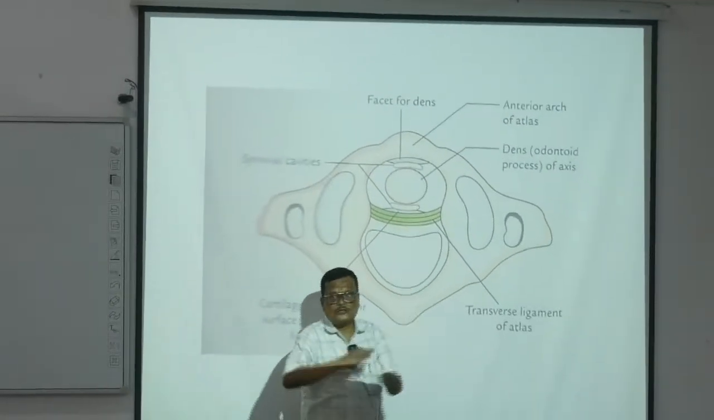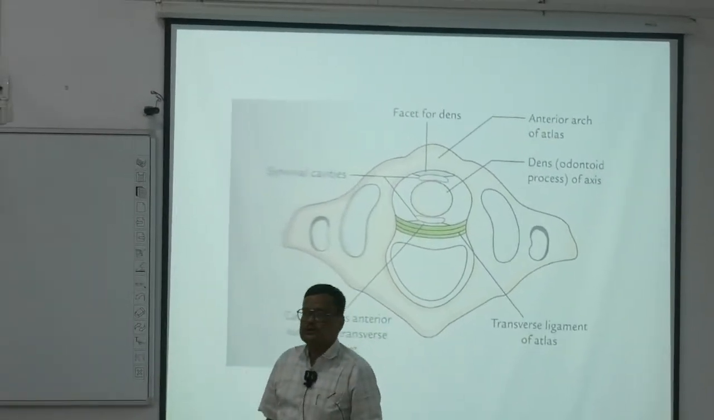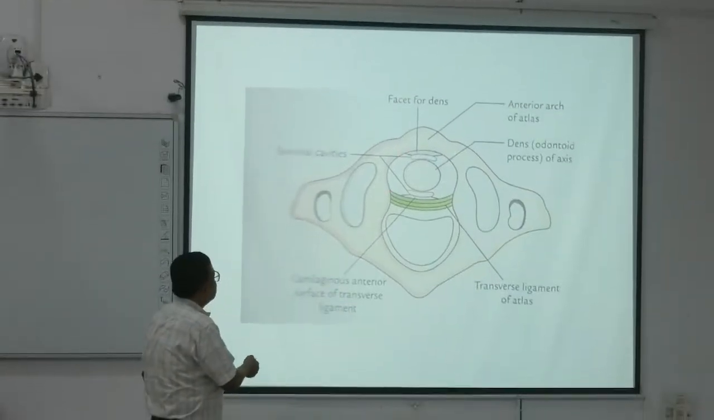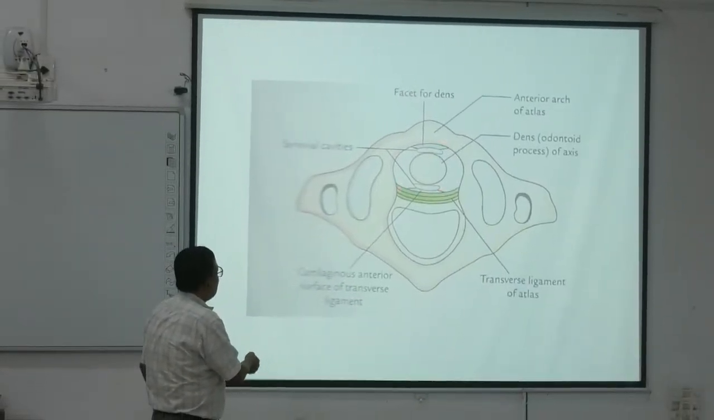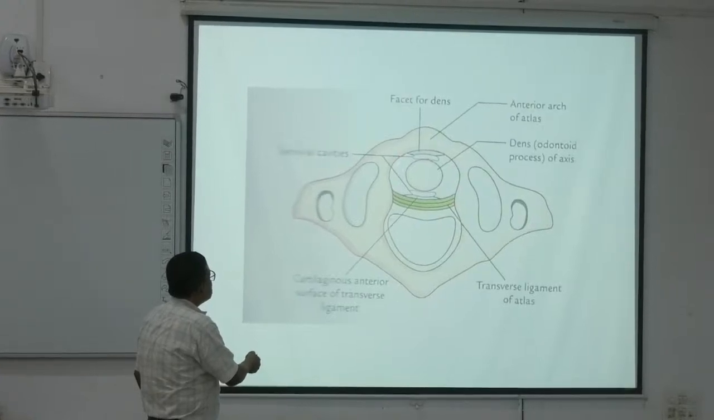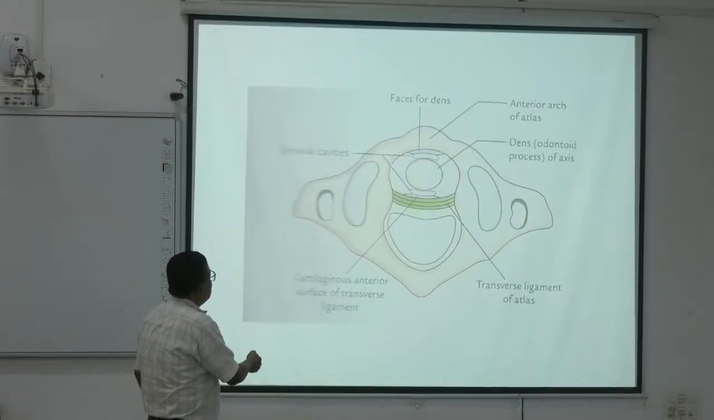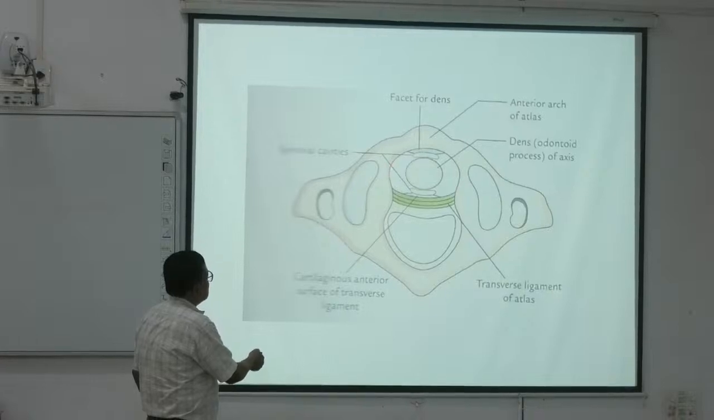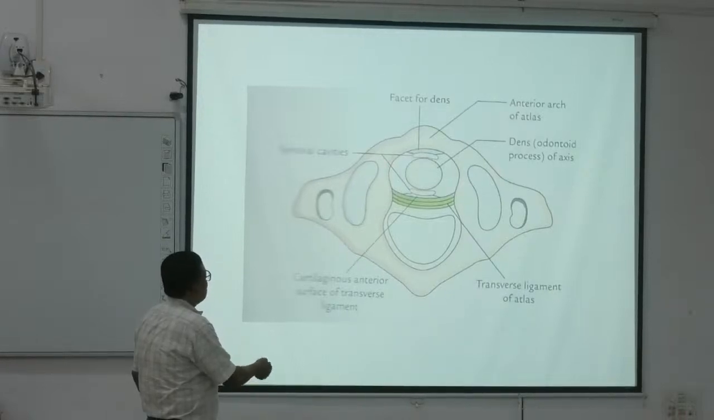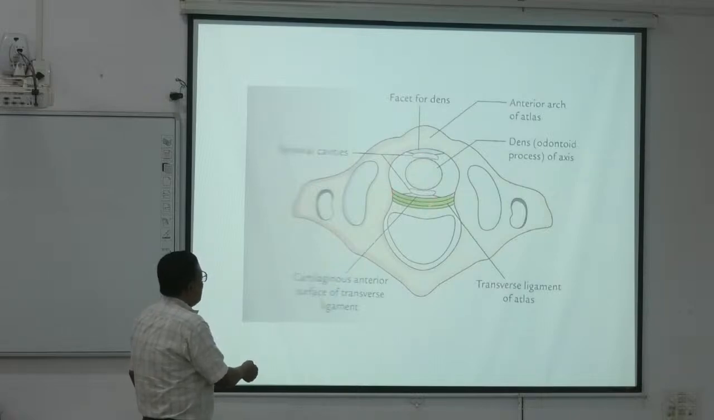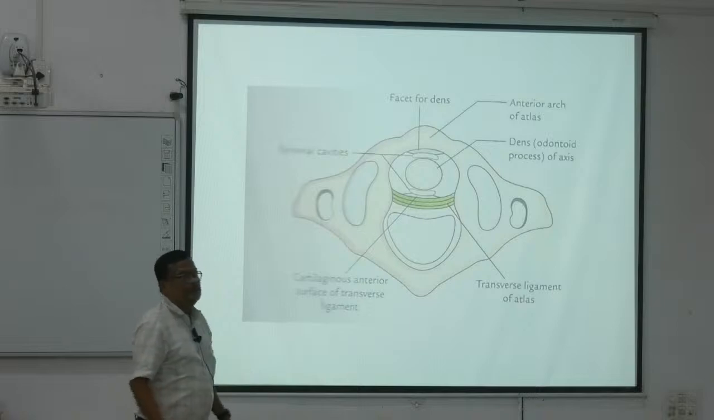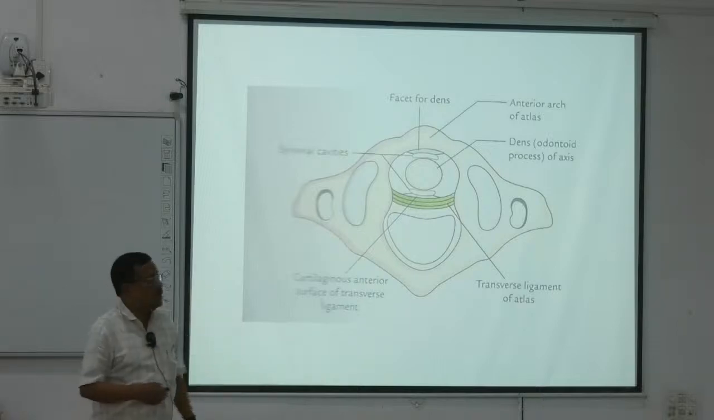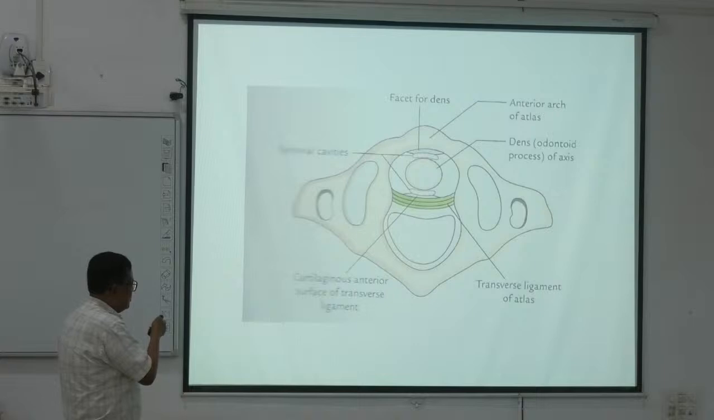This is the axis cut section, the odontoid process or dens, and the ring is formed by this. Anteriorly, the ring is formed by the anterior arch and medial surface of the lateral mass of the atlas. This place is called the lateral mass of the atlas. So mainly it is formed by the anterior arch of the atlas, and the posterior part of the ring is formed by a ligament known as the transverse ligament of the atlas.